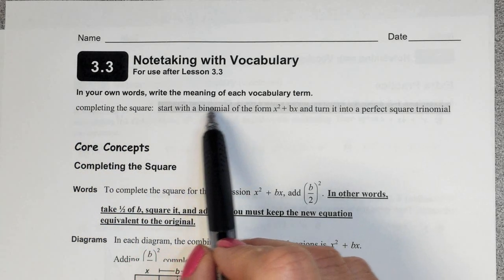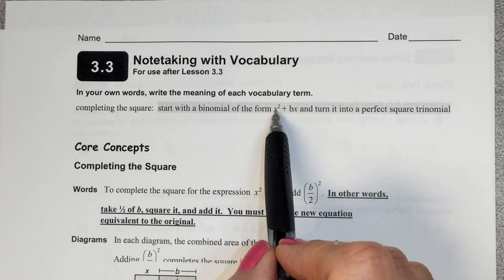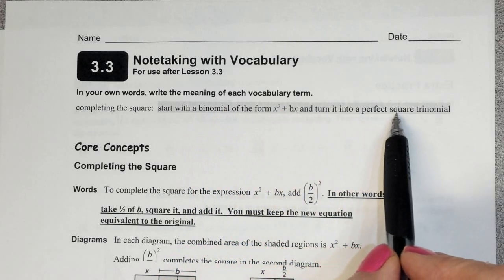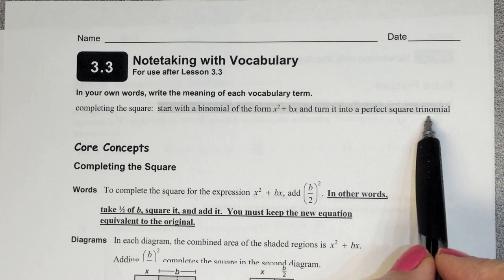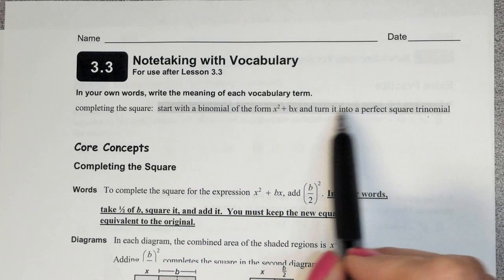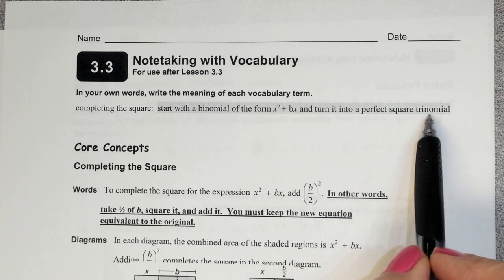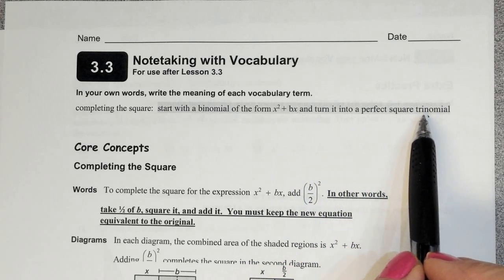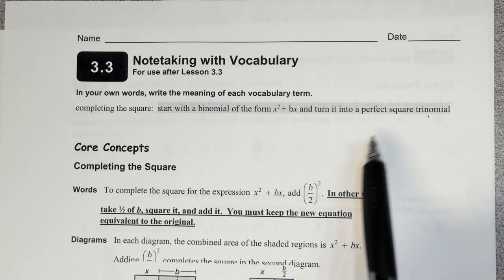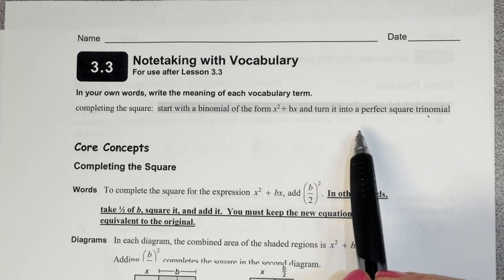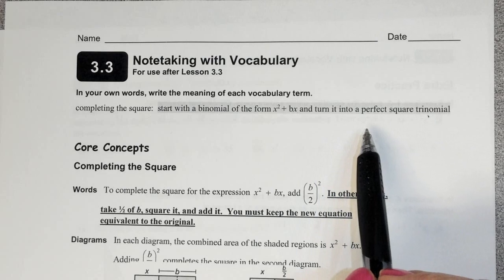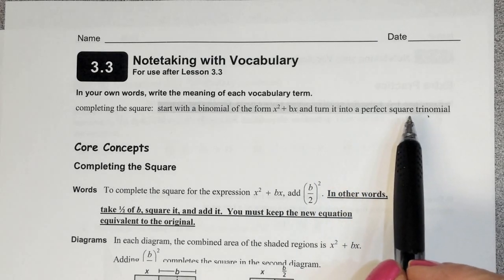Well, it's when you start with a binomial in the form x squared plus bx, and you turn it into a perfect square trinomial. A perfect square trinomial is like the ones I was checking you with earlier, where I was giving you x squared plus 6x plus 9 and asking you to rewrite it. That's what is meant by a perfect square trinomial.